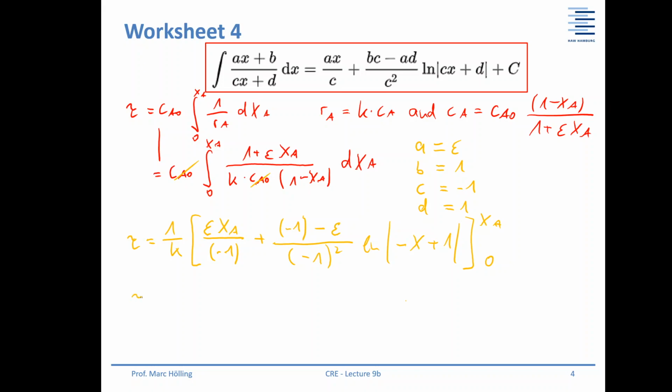So you can write tau is equal to 1 over k, and we can put the minus sign in front. That's what I did in my solution, so it's 1 over k, and then you have epsilon times xa plus, again the minus is here in front of the brackets, plus 1 plus epsilon, and then you have ln of 1 minus xa. And then you can close the big brackets.